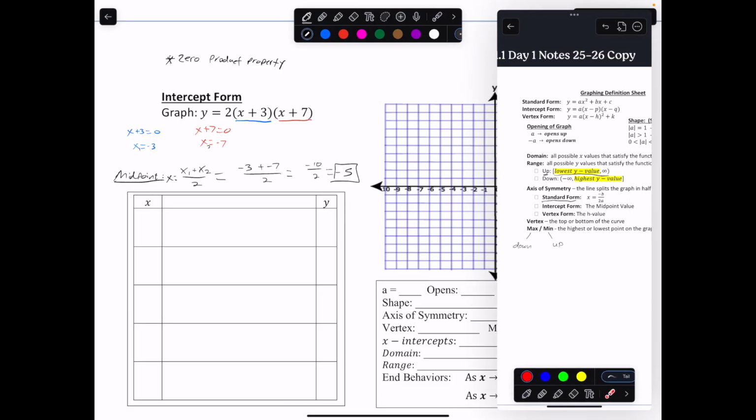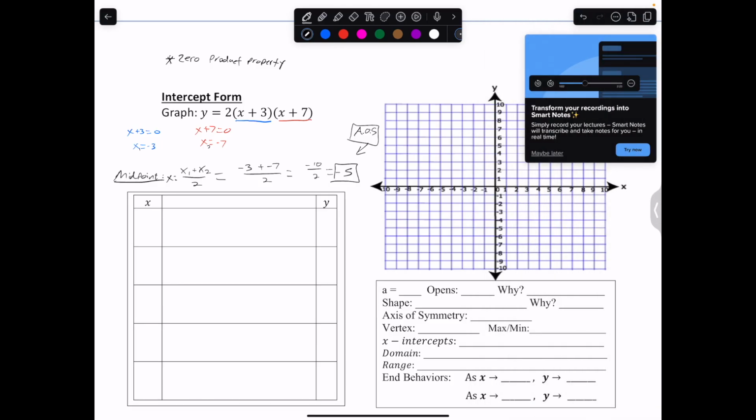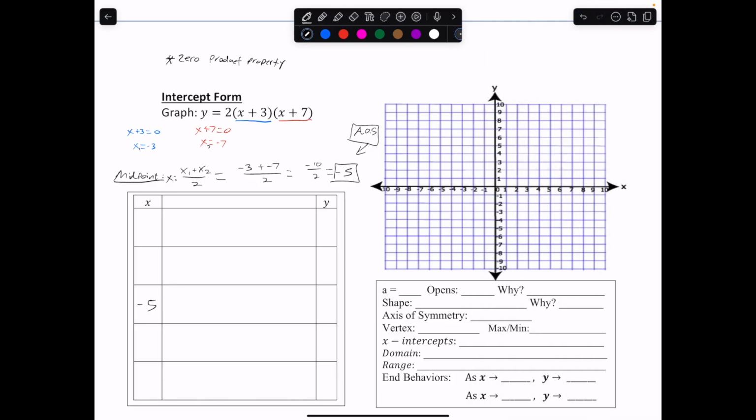And another word for the midpoint is also the axis of symmetry. So we can also call this the AOS, or axis of symmetry. Again, just like before, that will go in the middle of our table. Now just like before, we're going to pick two smaller values, -6 and -7, and two larger values, -4 and -3.